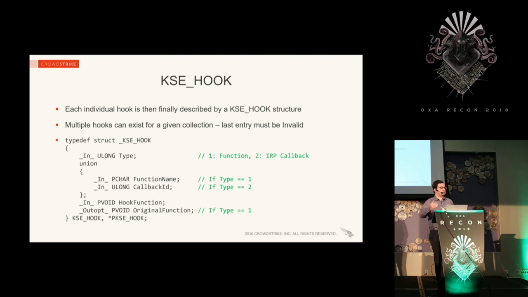The idea being that if you do want to hook the original function, you call original function and then, you know, life goes on. But that is only filled out if this is a function hook. If this is an IRP callback hook, that actually doesn't get filled out. So we're going to have a problem. We're going to see how to deal with that.